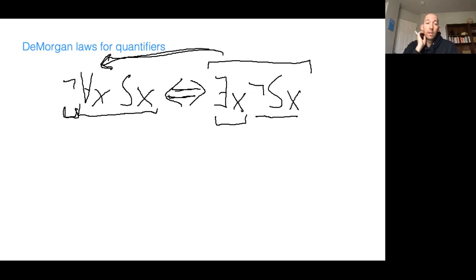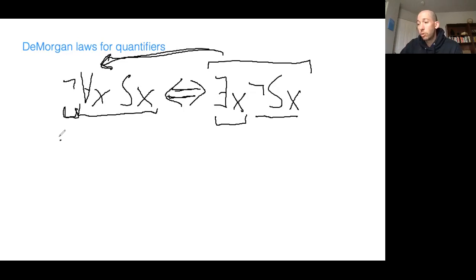With the DeMorgan laws for connectives, we often talked about how the negation of a conjunction can be a little more difficult to think about, and it's sometimes easier to think about the disjunction of two negations. The same goes for the negation of a disjunction, which is sometimes easier to think about as a conjunction of two negations. These equivalences will be helpful for similar reasons. Sometimes it's easier to think in terms of an existential quantifier, and sometimes in terms of a universal quantifier. Okay, so let me give you the other DeMorgan law for quantifiers.